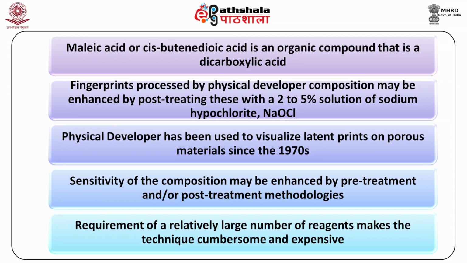Maleic acid or cis-butenedioic acid is an organic compound that is a dicarboxylic acid, a molecule with two carboxyl groups.